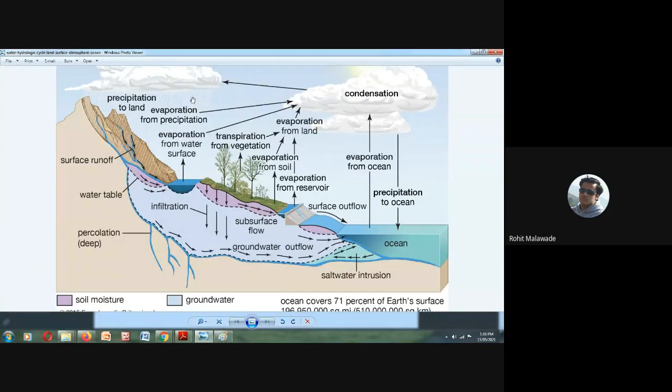Why can you not drink it directly? It contains dust particles. Yes, it contains particulate matter. You cannot say only dust particles. It is going to have some particulate matter. It might be carbon or anything else that might be there. So you cannot directly consume the precipitation water.